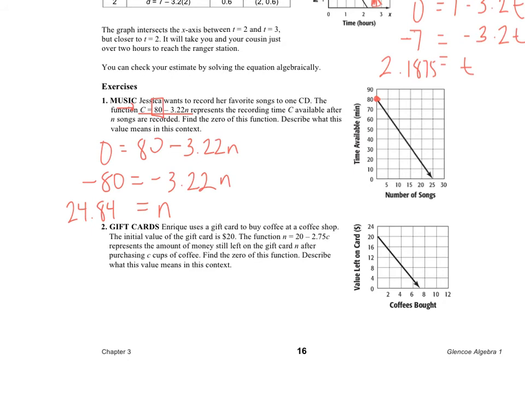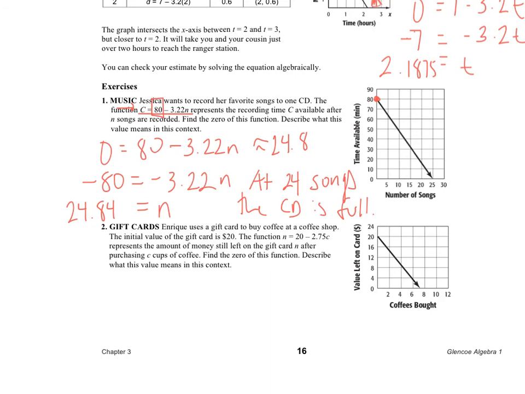So describe what this value means in context. Again, we've got to think about what our answer means. We figured out algebraically our 0 is approximately 24.8, and I'll just say 8 because that's an easier number. What does this value mean in context? Well, that means we could record 24.8 songs to fill up this CD, but have we really recorded that last song? No, we've gotten through 8/10 of it. So we could say at 24 songs, the CD is full.